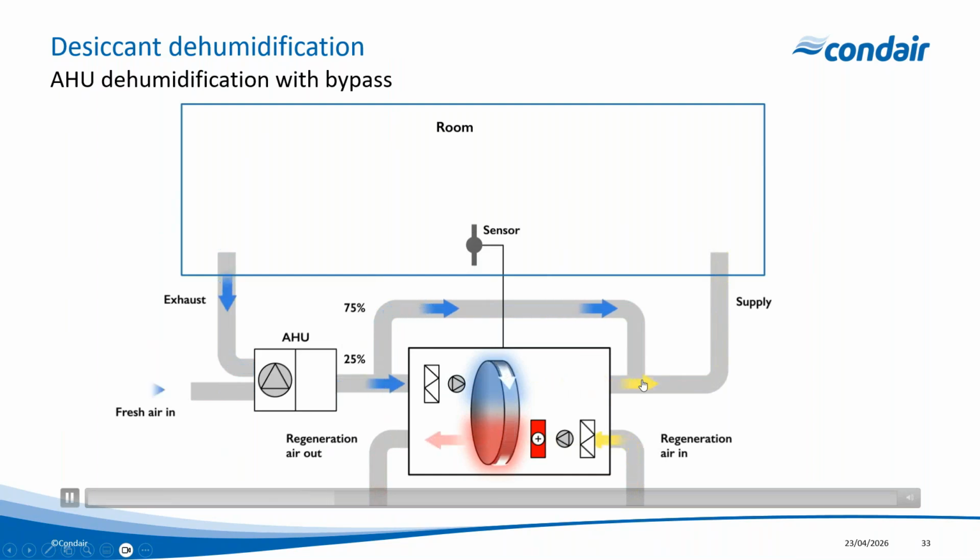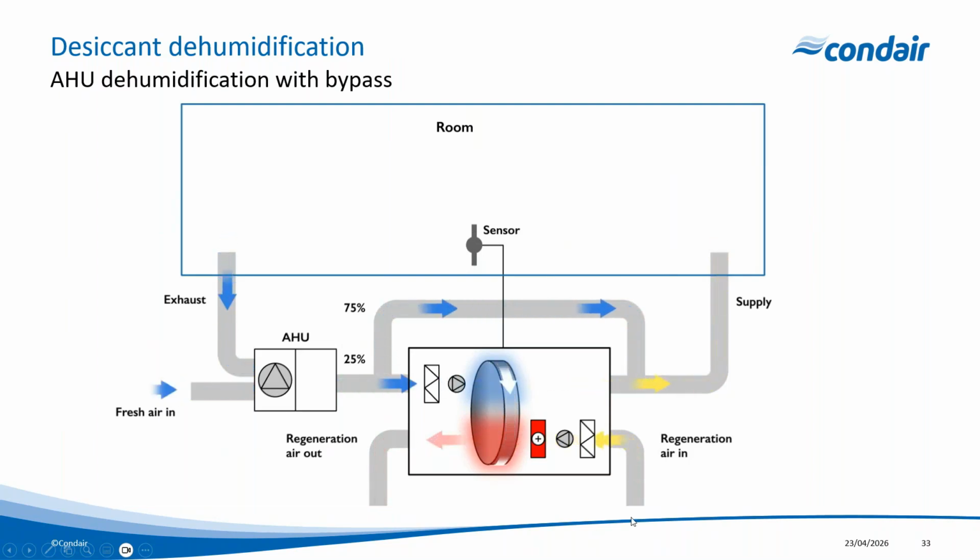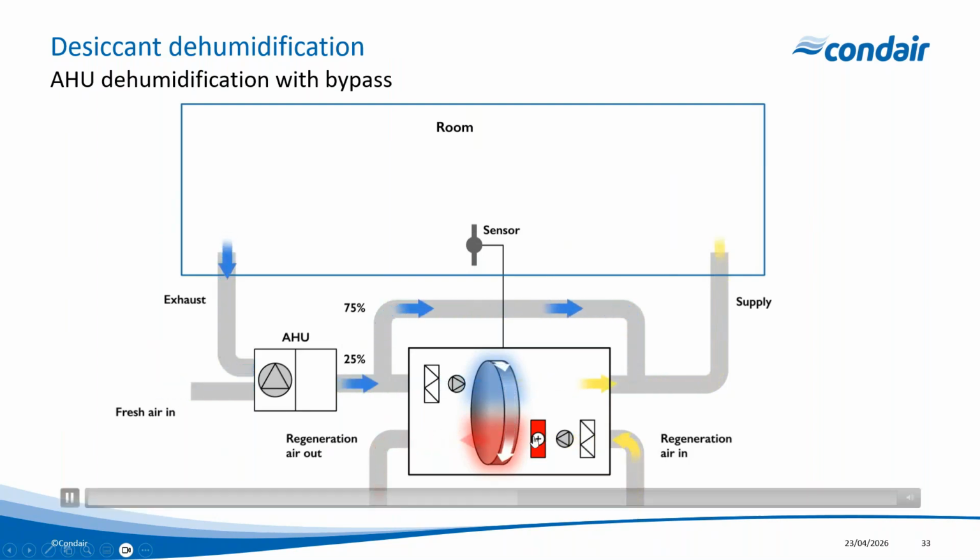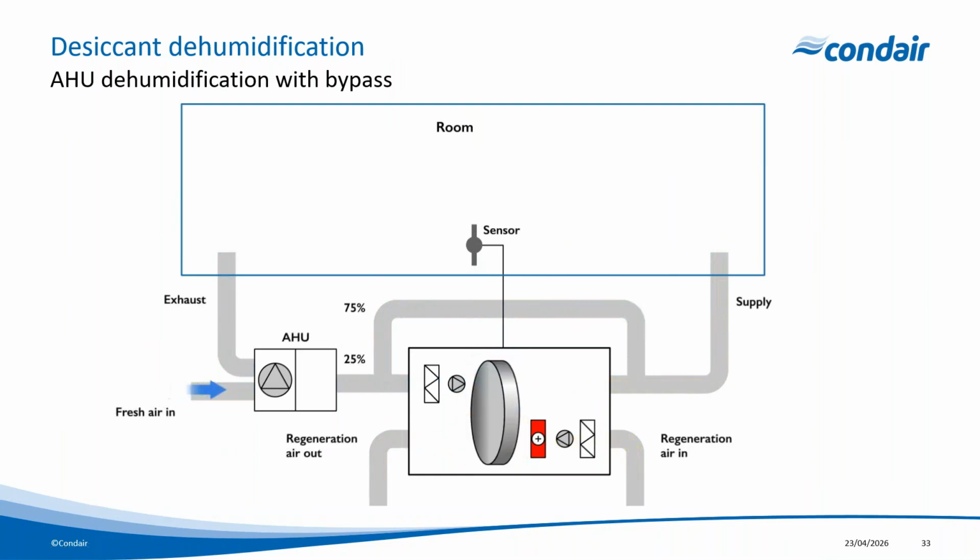In that case, we would then have the luxury of reducing the size of the dehumidifier because we're not having to dehumidify all of the air. We're just over dehumidifying a small proportion of the air, then mixing it back and supplying it into the room. And again, our regeneration air is coming from outside, going through a heater, regenerating the wheel, and then taking that wet air back to outside.